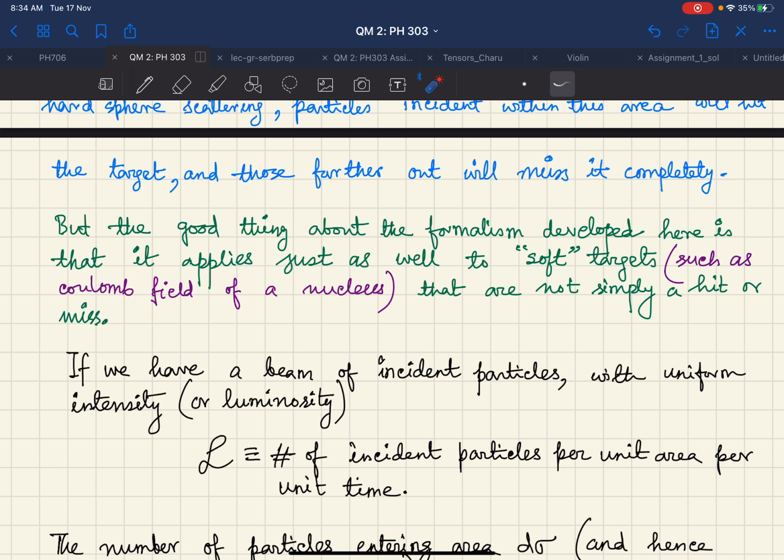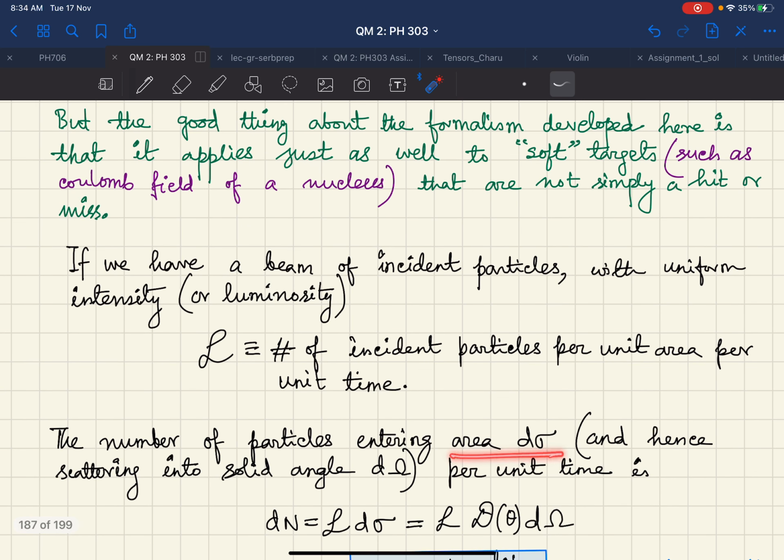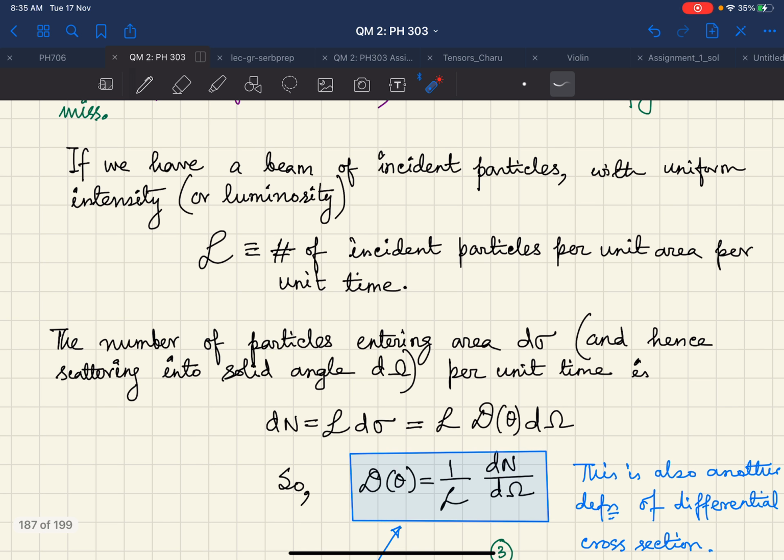Now we can also interpret this scattering cross section in terms of something else. For example, if we have a beam of incident particles with uniform intensity, or sometimes it is called luminosity, L basically gives you the number of incident particles per unit area per unit time. The number of particles entering the area d sigma, the infinitesimal area d sigma, and hence scattering into the solid angle d omega per unit time will therefore be dN equal to L d sigma. Why? Because L I have defined as the number of incident particles per unit area per unit time.